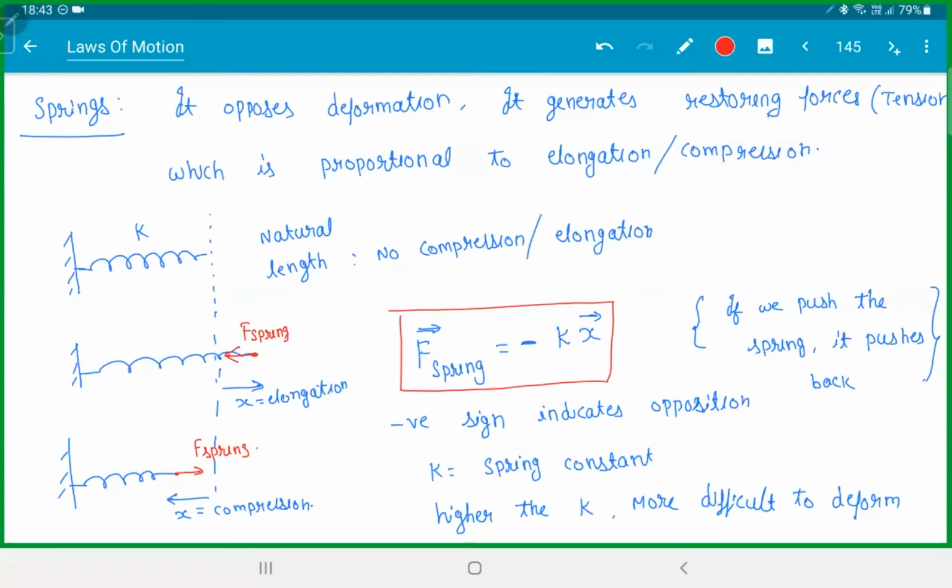Turn the page. Oh, sir, just a minute. Yes, sir.